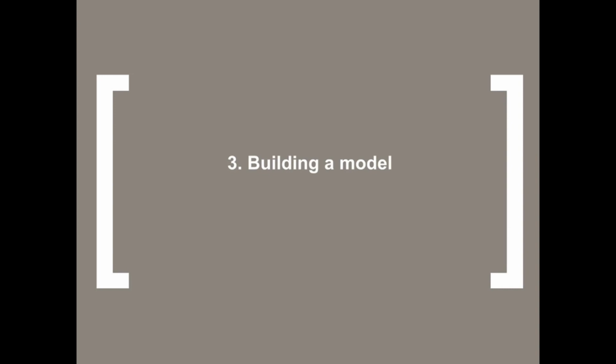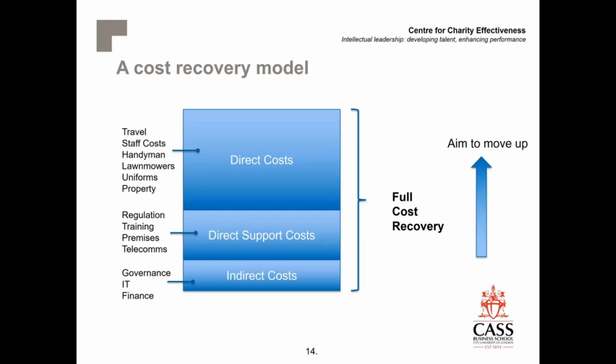So let's build a model. We talked about direct costs, we talked about direct support costs, we talked about indirect costs. What you are talking about, let's say here with a small organisation helping the elderly, is direct costs are handymen, lawnmowers, uniforms, property. Indirect costs are the governance, the IT, the finance.